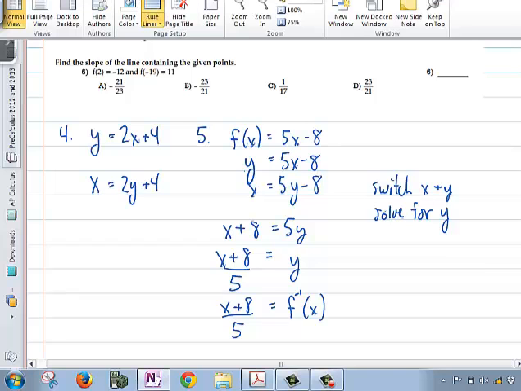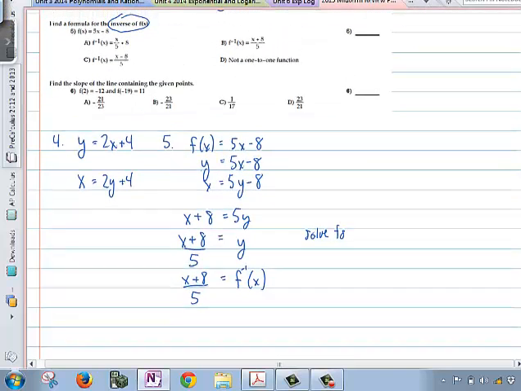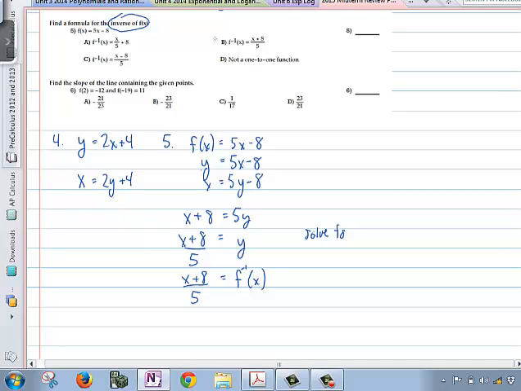So I'm going to zoom out so we can see which choice it would be on the multiple choice. And it looks like it is choice B. So just put a B there.